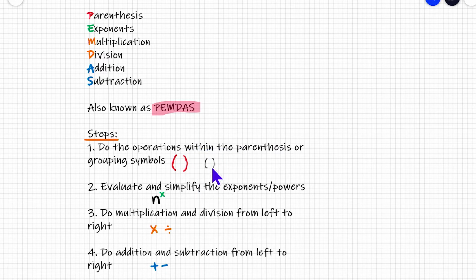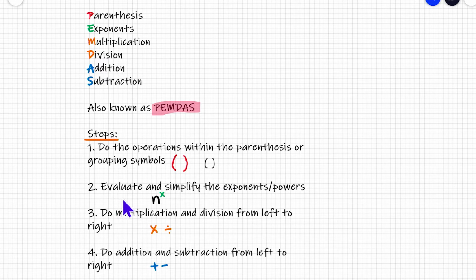I am also aware that in order of operations, they can also use brackets. However, I don't think that's very common, at least in my years of middle school. So I'm just going to teach you about parentheses first, and then you can worry about brackets later because you don't really use them often in my experience.